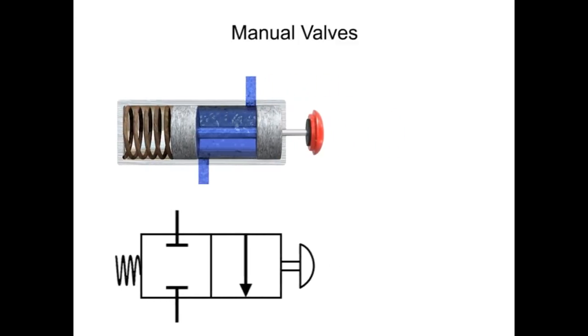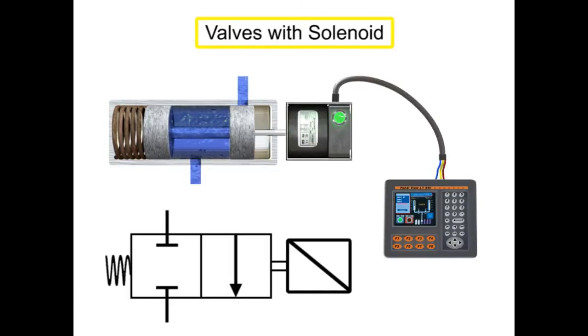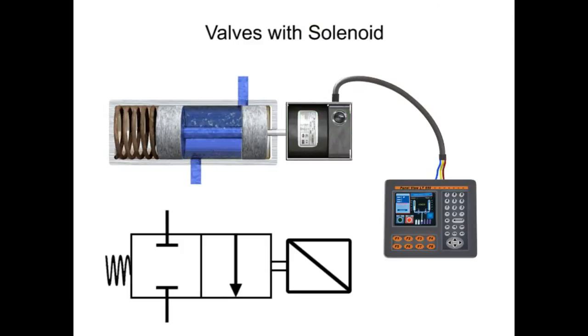By contrast, valves with a solenoid actuator respond to an electrical signal for shifting. With electrical control, machine cycles can be set up for automatic sequencing, and operator control can be exercised from a remote location. Solenoid valves are said to be either direct or pilot operated. A direct operated valve is shown here.